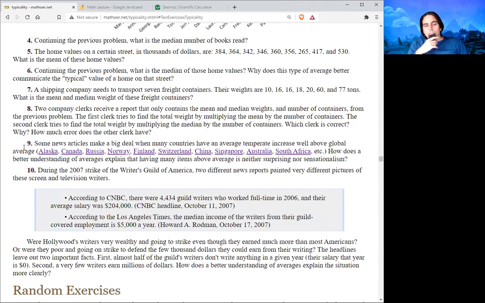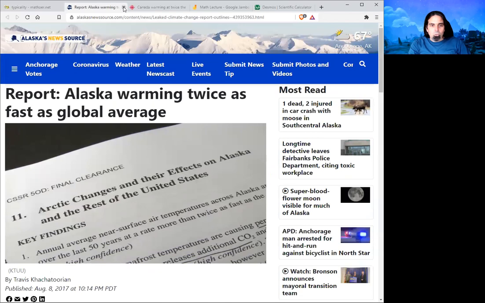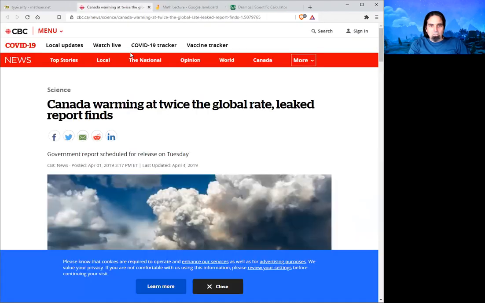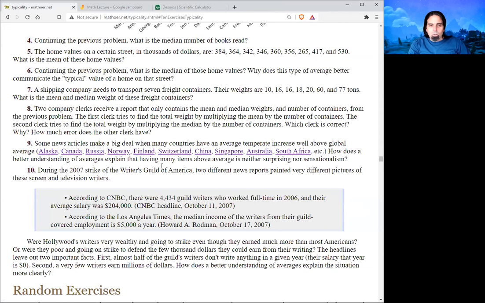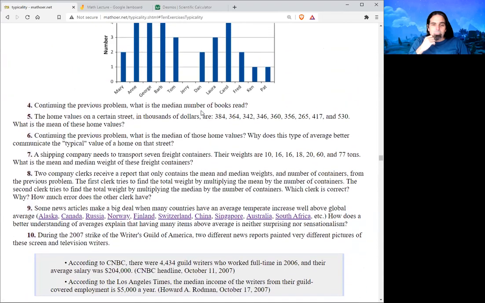Number 9 is kind of interesting. There are news articles that will make a big deal when countries have an average temperature increase above the global average. So like here's a couple. Alaska warming twice as fast as global average. Canada warming twice as fast as global. So why is that not surprising once we understand averages? And then a really weird one with the Writers Guild of America, there was a 2007 strike. And there's a mean and median there.